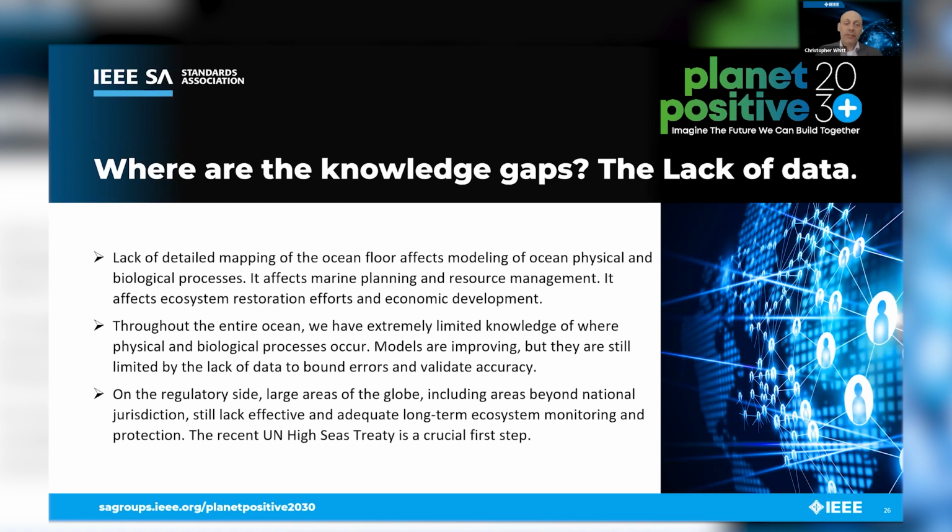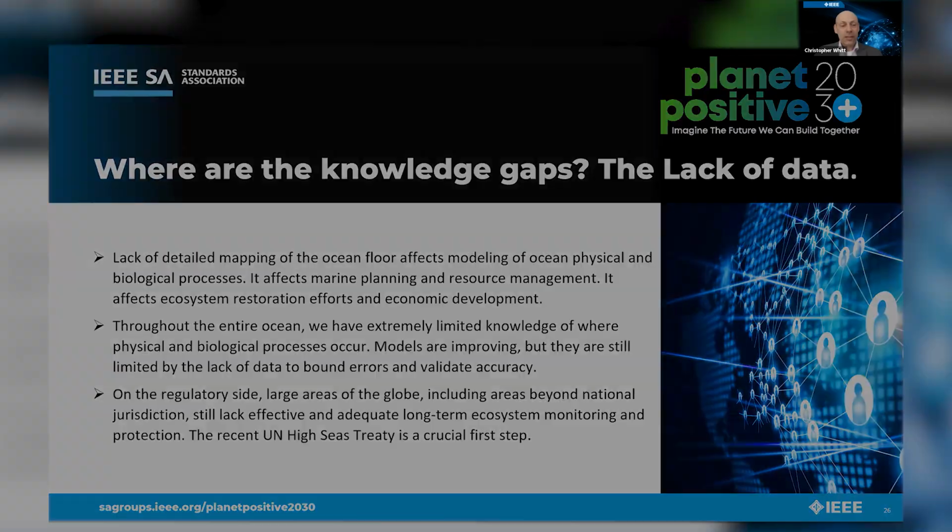Hopefully you've heard about the recent High Seas Treaty. That's a crucial first step, but it's only a first step. Like any UN treaty instrument, it's purposefully vague and leaves a lot of room for wiggling, because you have to get everybody on board and sign, and it's only a starting point. It's not the end goal. So next slide, please.